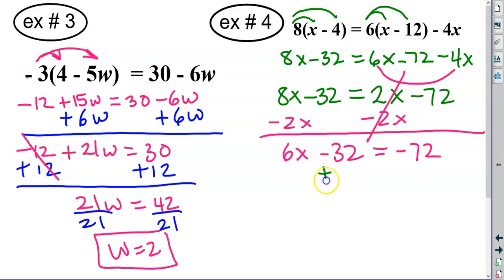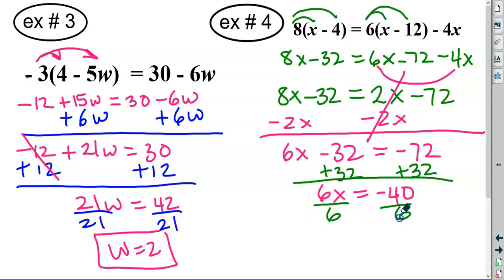Now I'm going to move my constants together. Here I'm going to move my constants by using an additive inverse. And then next I'm going to remove my coefficient by using a multiplicative inverse. Now I'm going to reduce my fraction, negative 40 over 6. But I'm not going to change it to a mixed number, and I'm definitely not going to change it to a repeating decimal. If I want to use this value to plug in as a check step, I can't do any math with a number that goes on forever and ever.